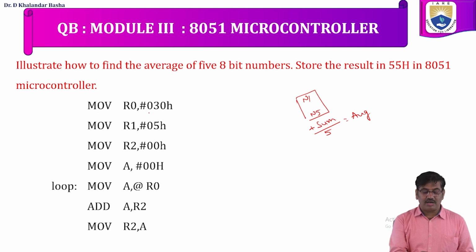Here, MOV R0, #30, the address of the starting memory location of n1, is loaded into R0. How many data are we going to check? 5, so the count will be placed in R1. The initial sum is initialized in the R2 register as 0. The accumulator is cleared; this instruction we can also exclude. MOV A, @R0. So the n1 data at 30H will be loaded into the accumulator. We add it to the initial sum in R2 using ADD A, R2. Then the sum is fed back into R2.